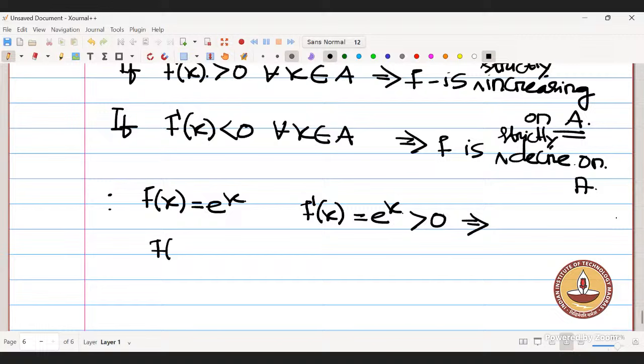And if I consider e power minus x, what will I get? What is f dash of x? Minus e power x, which is always less than 0, right? That means this is strictly decreasing, right? Because the derivative is strictly less than 0, so that's why it's strictly decreasing. Any doubt so far?